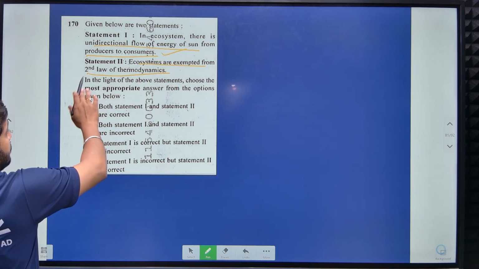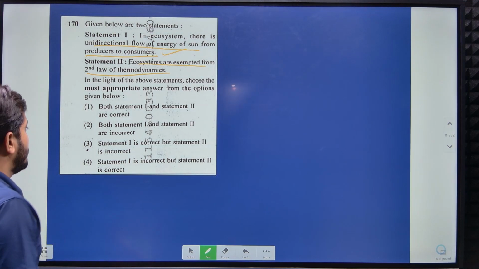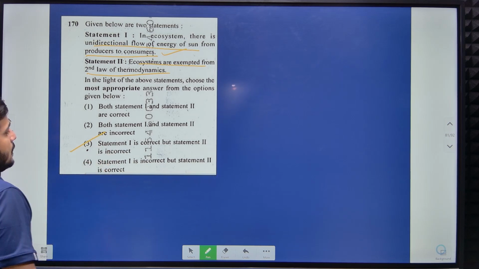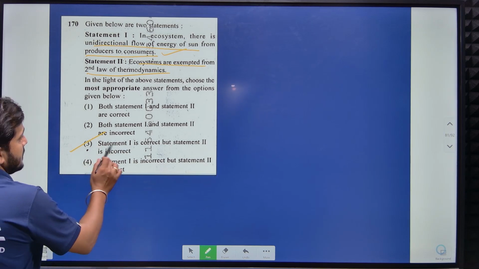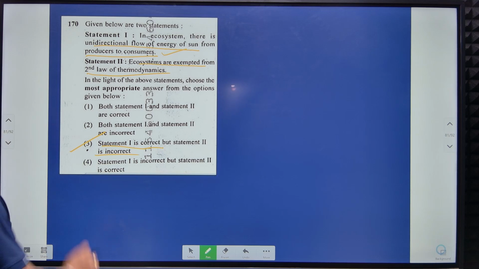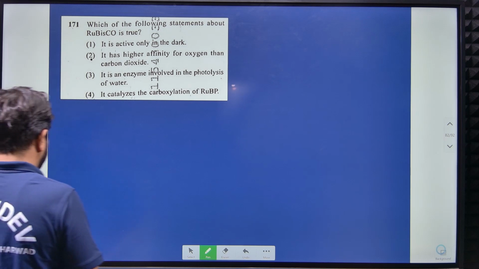Ecosystems are exempted from the second law of thermodynamics? No, it is related with the second law of thermodynamics. So here option 3 is correct, that is, statement 1 is correct but statement 2 is incorrect, right? So option 3.